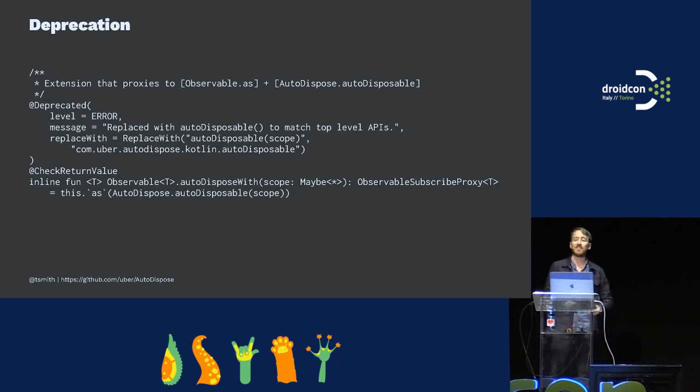You can also do something pretty similar with Error Prone. If you're still using Error Prone in Java, you can use the quick fix tool in the Error Prone checker to automatically apply the fixes. This example here is taken from one of AutoDispose's deprecated methods.